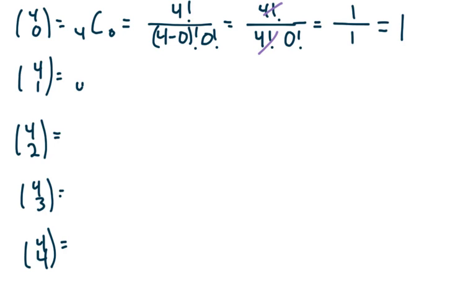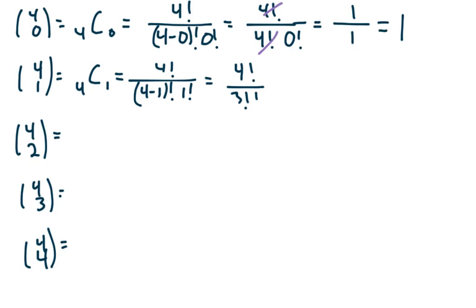4 choose 1. 4 factorial over (4 minus 1) factorial, 1 factorial. Now this is 4 factorial over 3 factorial, 1 factorial. 4 factorial means 4 times 3 times 2 times 1. And you know that 3 factorial also means 3 times 2 times 1.